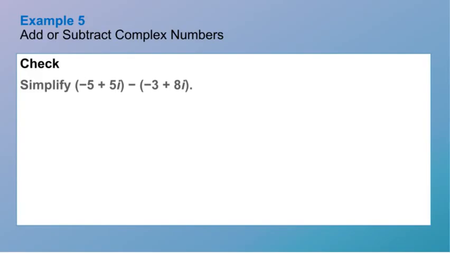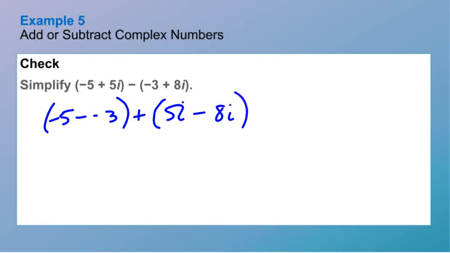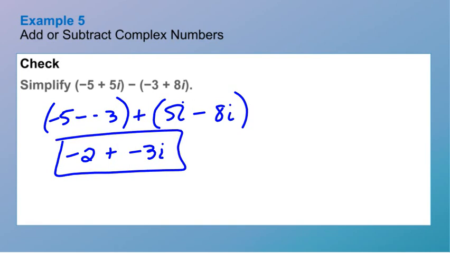Next, simplify this one. The real parts, I have negative 5 minus a negative 3. And then we're going to add 5i minus 8i. So this will give us negative 2 plus a negative 3i, or you could just do negative 2 minus 3i. Either way, that would work.